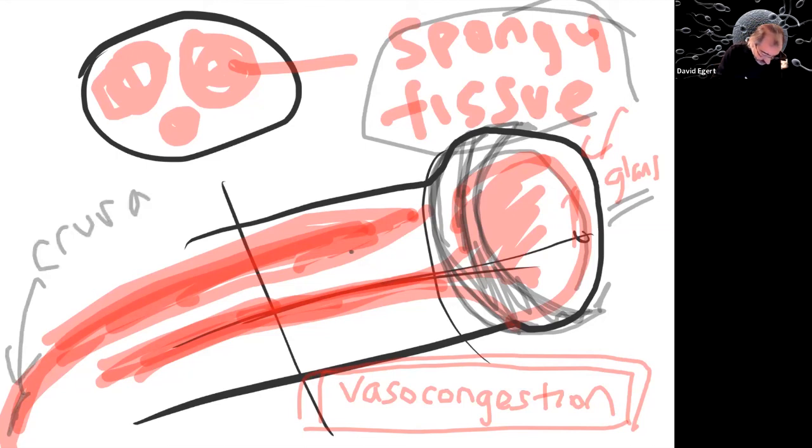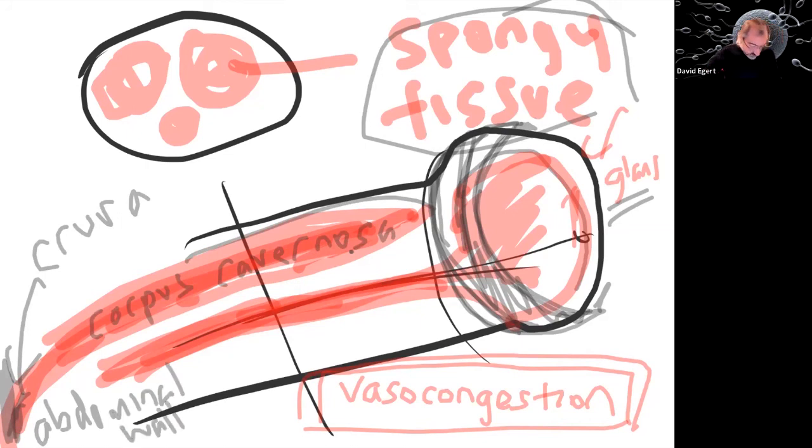We call the crura here, these are called the corpus cavernosa here. These anchor onto the abdominal wall. So when the penis is becoming erect, it's not just kind of dangling there. It's coming up with respect to the rest of the body.